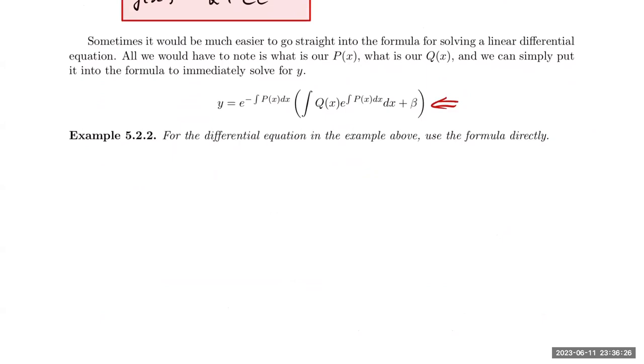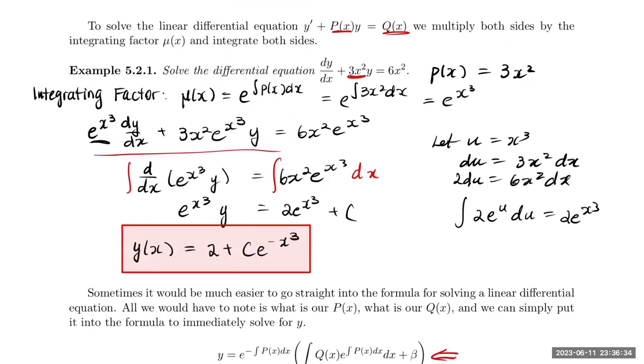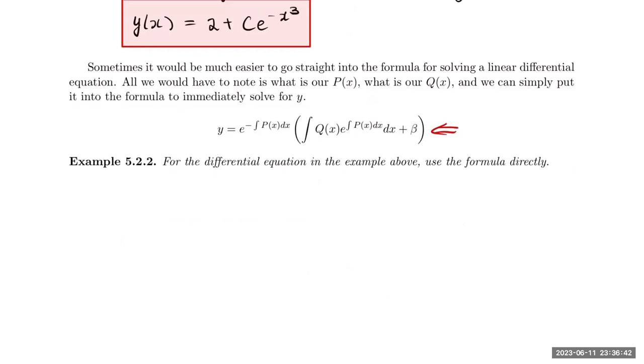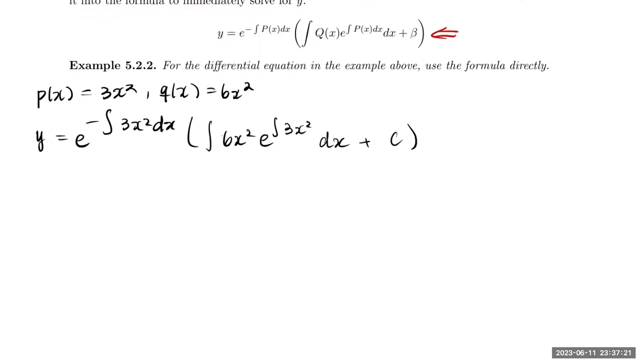So observe that we want a formula that is in terms of p of x and q of x here. In our differential equation, we have our p of x given by 3x squared. We have our q of x given by 6x squared. So that means if p of x is equal to 3x squared, q of x is equal to 6x squared, then if we just go ahead into the formula, y is equal to e to the power negative of the integral 3x squared dx times the integral of q of x. So I'm going to put the 6x squared in front, makes it easier. e to the power of the integral of 3x squared dx plus c. c or beta, it's okay.